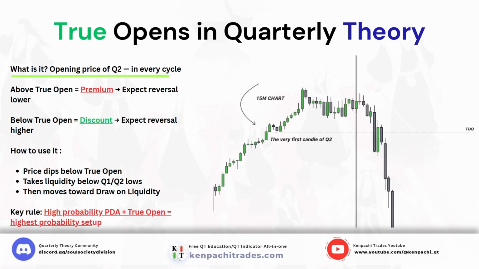Personally, the two true opens I use the most are the true day open and the true week open. That alone gives me extra confidence to determine my bias for the day. And the final key rule is high probability PRAs will overlap with the true opens. So when you see a fair value gap or an order block sitting right at the true open levels, there are high probability PRAs.